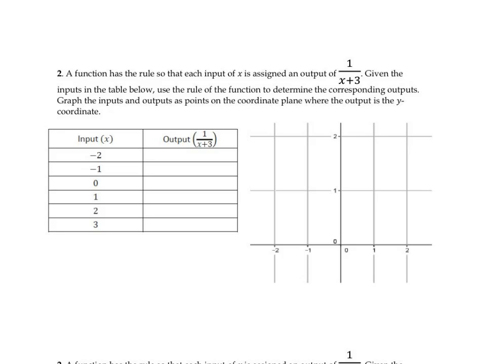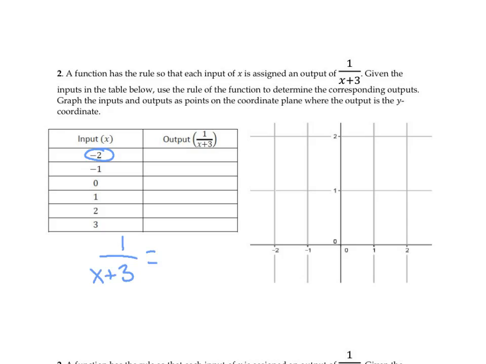So what we first have to do is fill in this table of values. It gives us 6 inputs, or x values, and we have to find 6 outputs, or y values. To find the y values, we can use the rule to help us. If our first input is -2, and we have to find the output, we're going to use the rule of 1 over x plus 3.